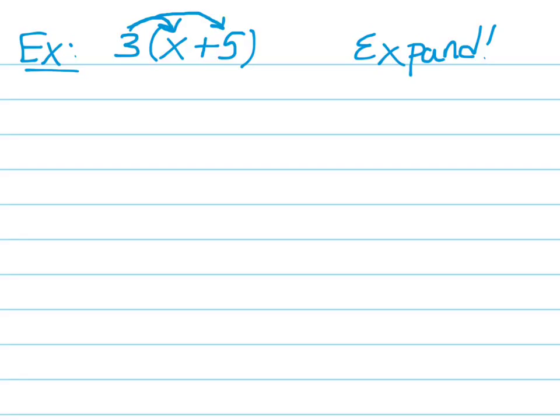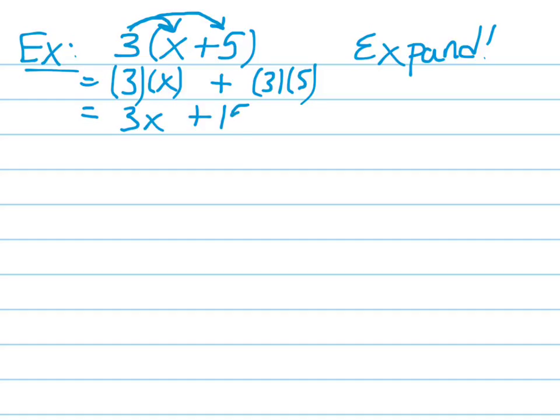So I can multiply 3 by x and 3 by 5. So we end up with 3 times x, and we separate them with a plus sign, and then 3 times 5, just like that. So 3 times x is 3x, and 3 times 5 is 15. So you distribute, literally, that's why it's called the distribution property, because you can distribute the 3 to each one of the terms inside the brackets.